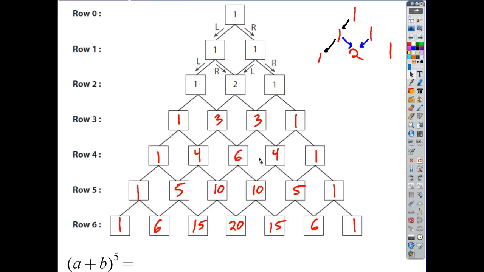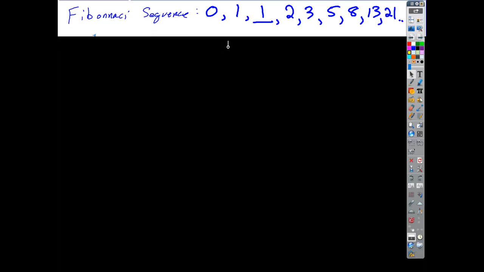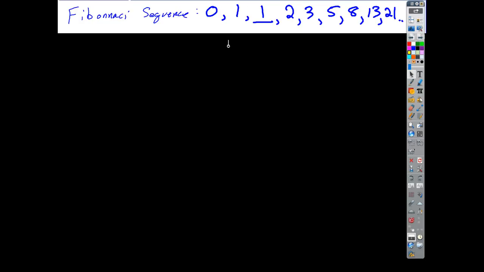Okay, so Pascal's triangle does lots of stuff. Now, it does some kind of cool stuff. So one thing it does, just before we move on, just kind of a fun little thing. If we look at our Fibonacci sequence, right? Remember the Fibonacci sequence we looked at the beginning of the year?